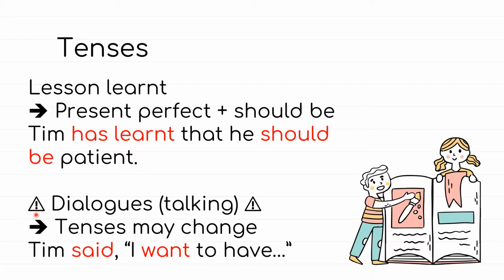And the last part is the most difficult part. It's about dialogues. That means when people are talking. In dialogues, tenses may change. For example, here, Tim said, "I want to have." So here you can see said is past tense, but inside the dialogue, it can be present tense. So you need to think very carefully which tense to use. Speaking of dialogues, let's go to the next part.